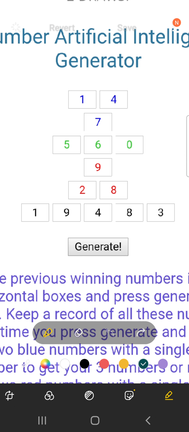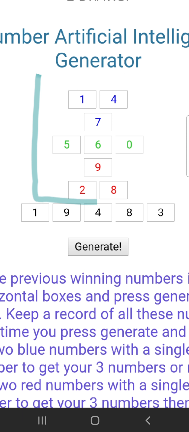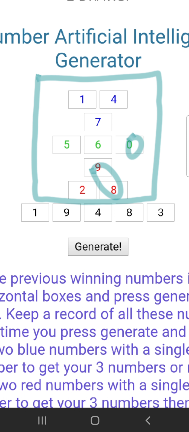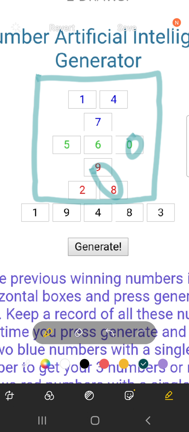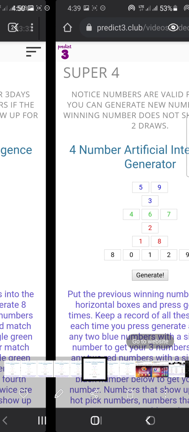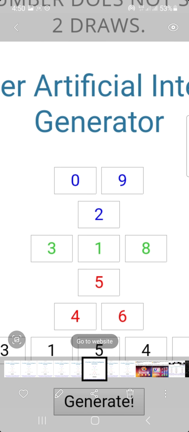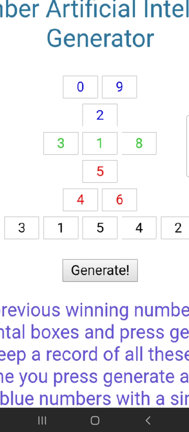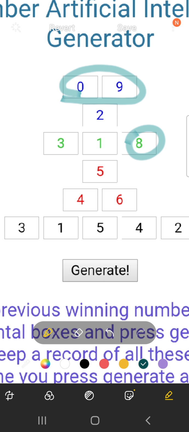Notice that the guide is to get two numbers that show up in the upper section twice. 980. Remember, I tell you, matching any two red with a single green, right? Just look, I'm going to run through it again, right? Remember the guide? 980: match two blue with a single green.